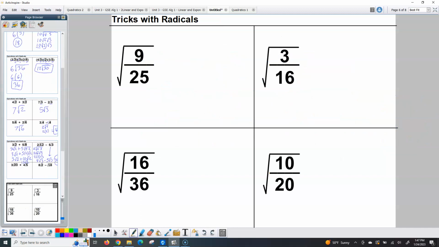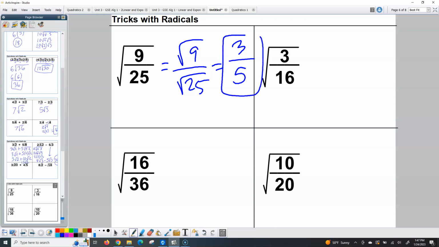If I am simplifying, I can't have a fraction under the radical. So the first step is to see if you can rewrite it like this: square root of 9 over square root of 25. And this one's really convenient because they're both perfect squares. Square root of 9 is just 3, and square root of 25 is 5. So square root of 9 over 25 is equal to 3/5.